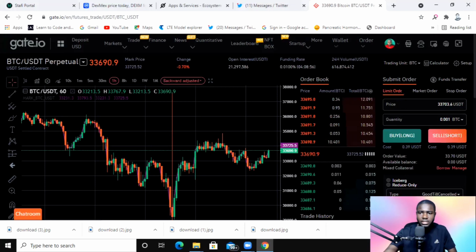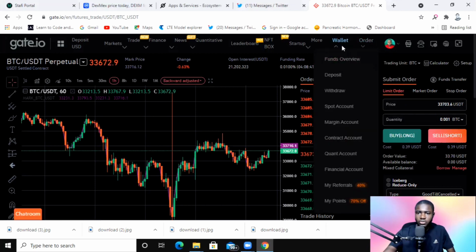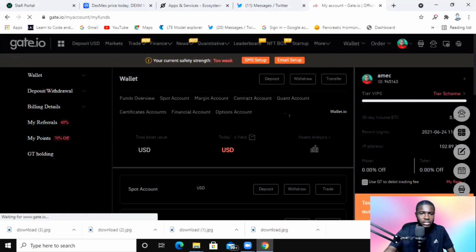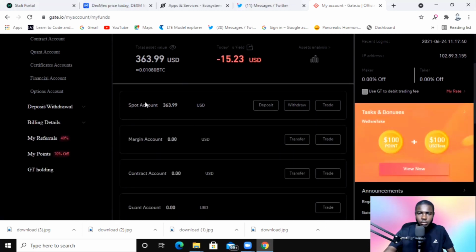Something else I would like to show you guys is how to deposit into your futures exchange account, because the way Gate Exchange works is you have a spot wallet. I'm going to show you guys right here. So when we click on wallet here, we click on funds overview. And when you click on funds overview, you can see you have a spot account, you have a margin account, and you have a contract account, right? So the contract account is the futures account, right? So you deposit USDT basically into your Gate Exchange account, right? So when you deposit USDT, like for example, I deposited some USDT for the purpose of this tutorial, right?